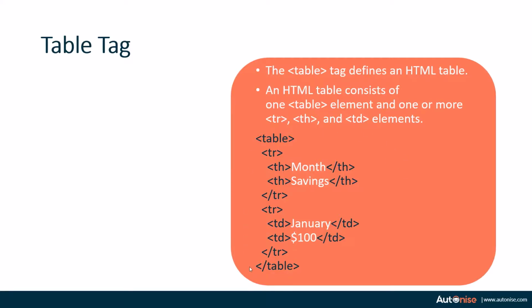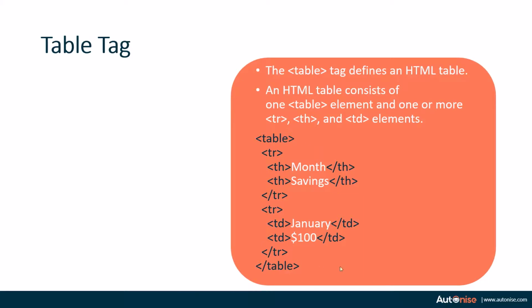So this is one example code. First, we have the table element. Next, we have two table rows. Inside the first table row, we have the table header, which is month, and another table header, which is savings. Inside the second row, we have table data, which is January, corresponding to the first month, and another table data, which is $100, corresponding to the second column, savings.